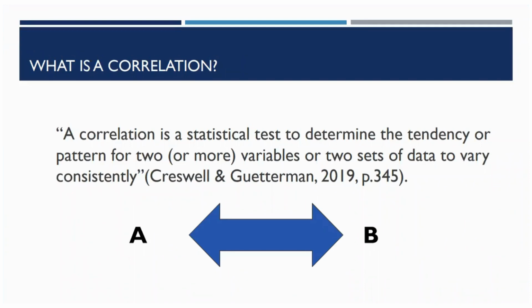A correlation is a statistical test to determine the tendency or pattern for two or more variables or two sets of data to vary consistently. In order to define correlational design, knowing what a correlation is helps us understand what is happening in correlational design. As we look further into correlational design, remembering that the meaning of correlation is to look for a connection or relationship between two or more variables is key.